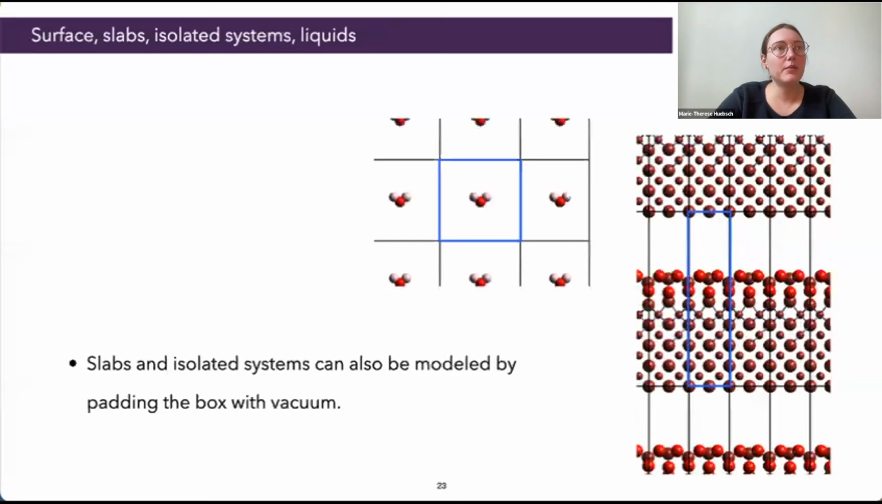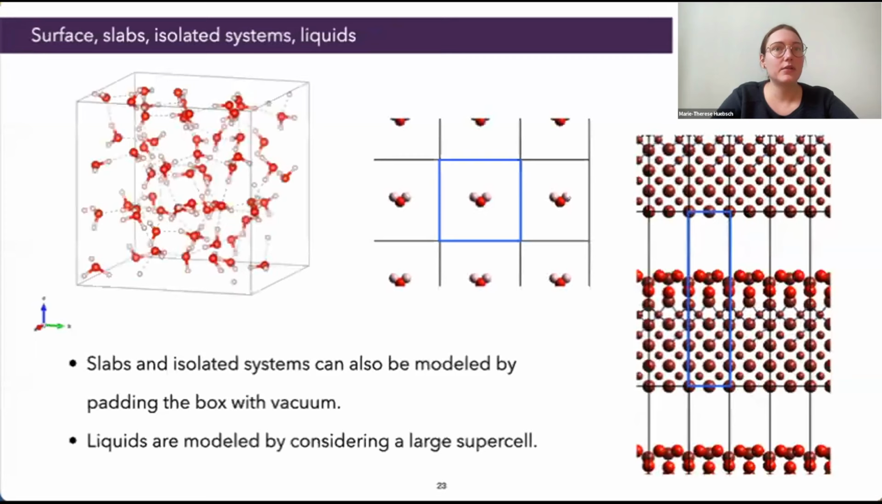The same can be done for isolated molecules or atoms. Recall that this also implies not to include any K-points then in two dimensions. And even for liquids, we can set up a large supercell. At some distance, it is always reasonable to neglect the interaction between two atoms in a liquid. So in this way, this liquid can also be simulated within VASP.